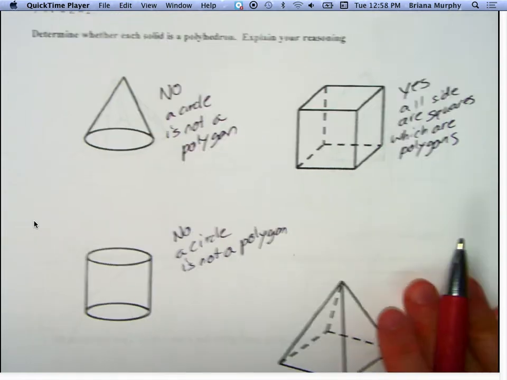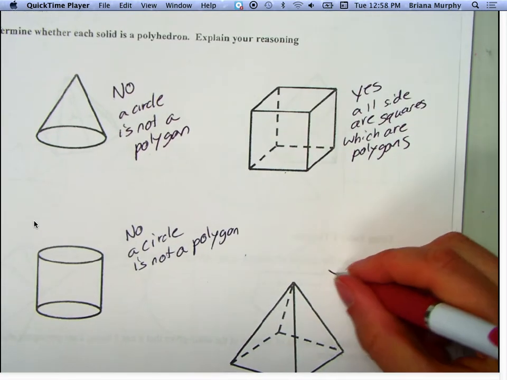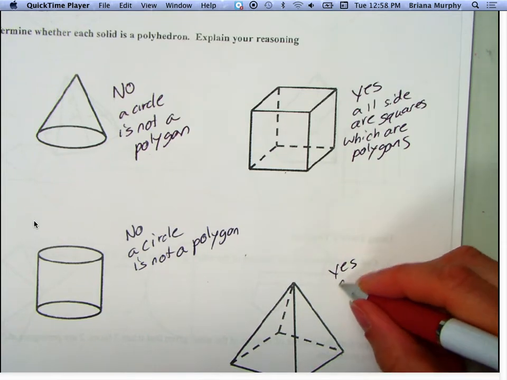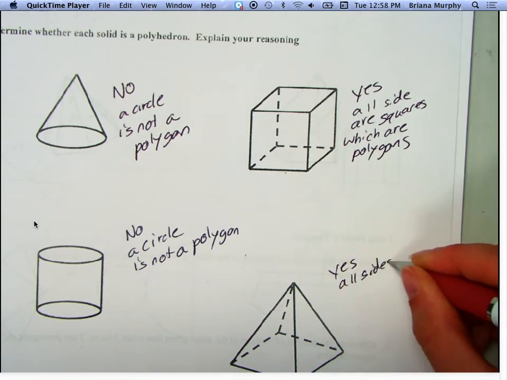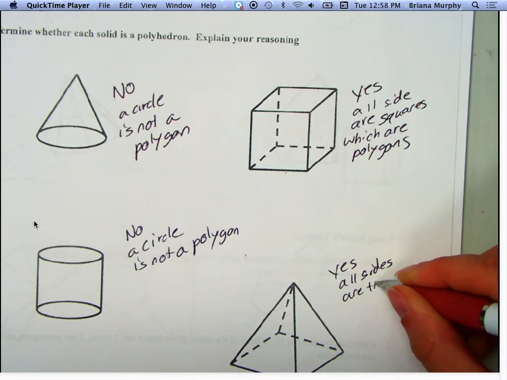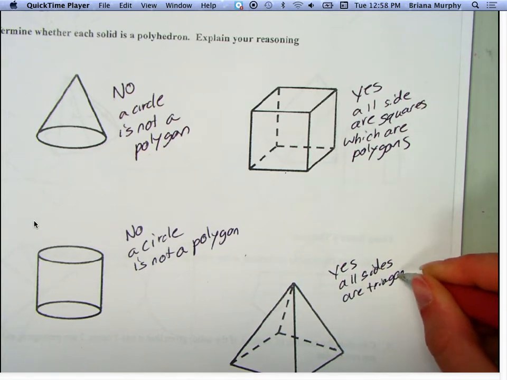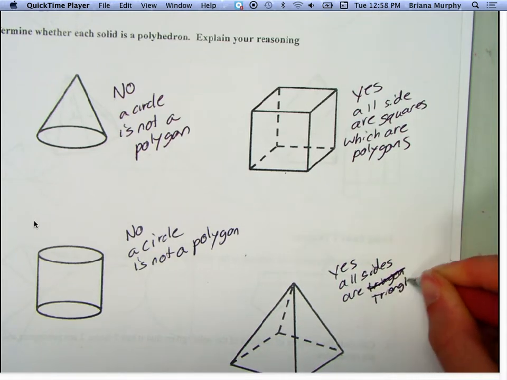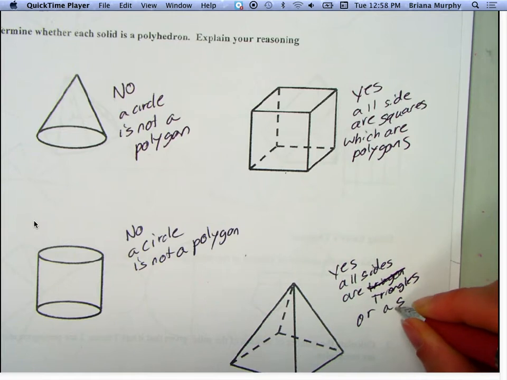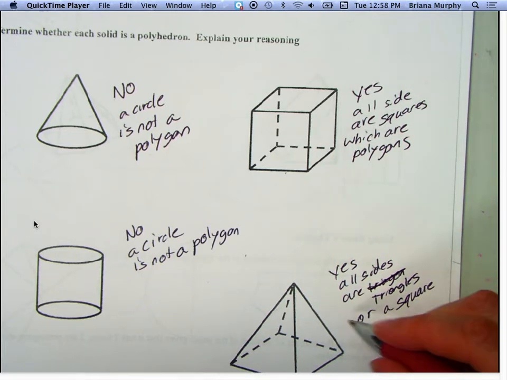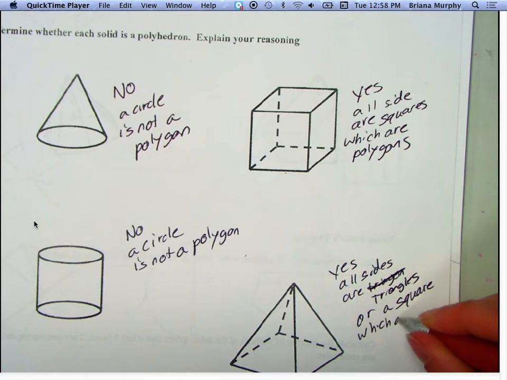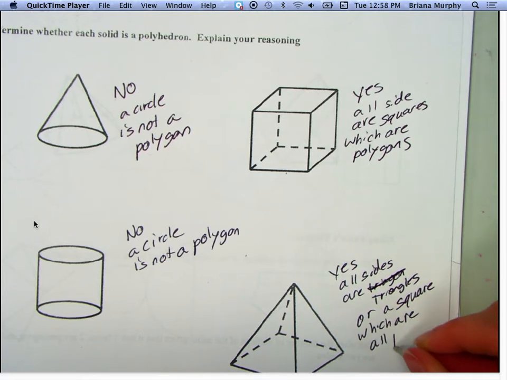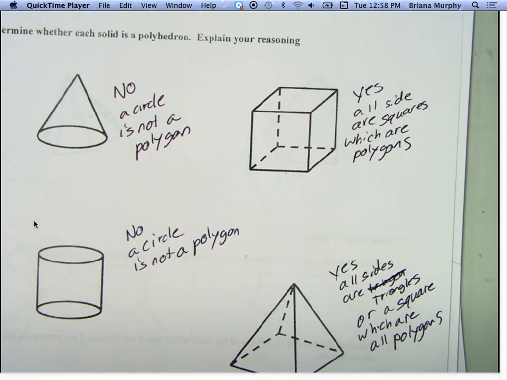Okay, what about this shape? Yes. All sides are triangles or square, which are all polygons. Would that be called the base then? Mm-hmm. The square is the base. Okay, any questions about the definition of a polyhedron?